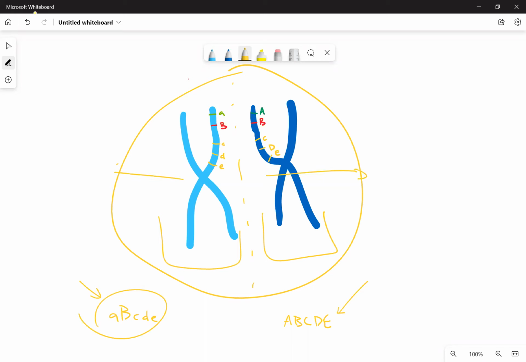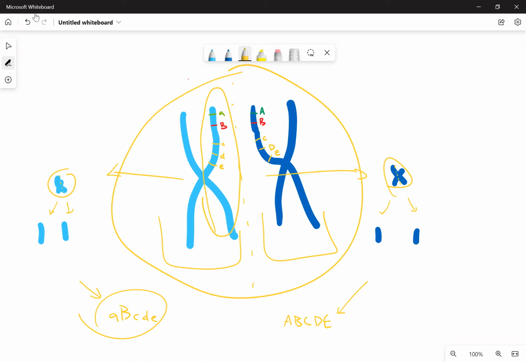So it'll be pulled that way and it'll be pulled that way. And it'll result in a cell with a light blue, and this one will be another cell with a dark blue. And then sister chromatids will be split apart from each other. So we are focused on this guy. You have one here and one here. Sister chromatids will be split apart from each other. We know that happens in anaphase of meiosis 2.